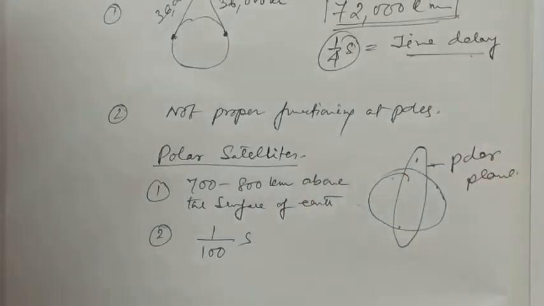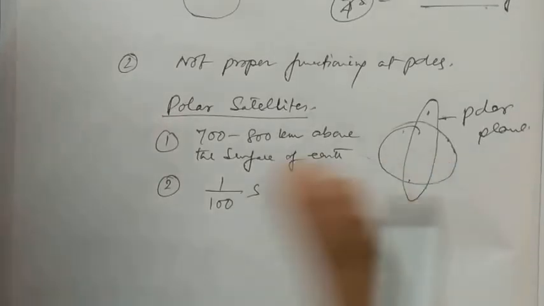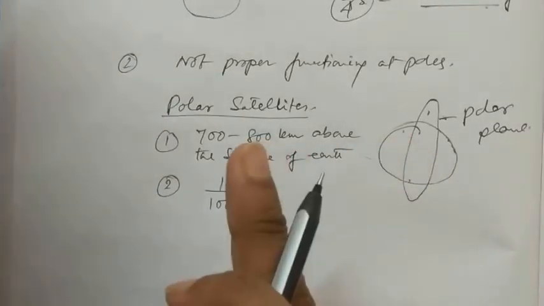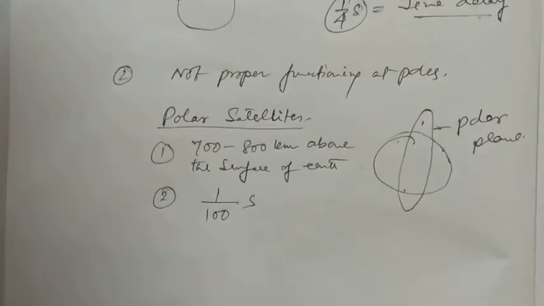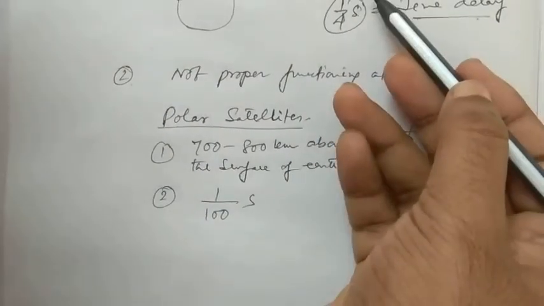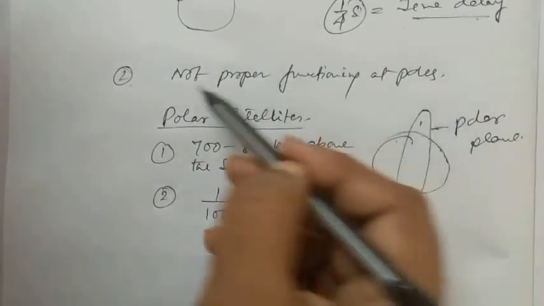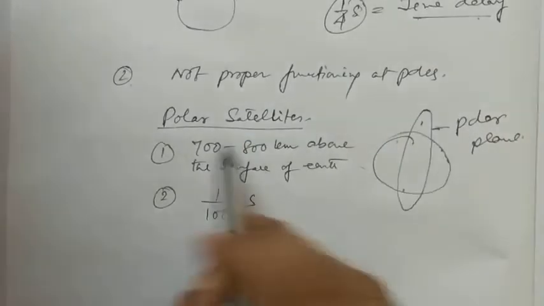Now, these satellites also do away with the problem of reception and transmission of signals in the polar region. That means the second problem of using a geostationary satellite, not functioning properly at the poles, can also be taken care of by these polar satellites.